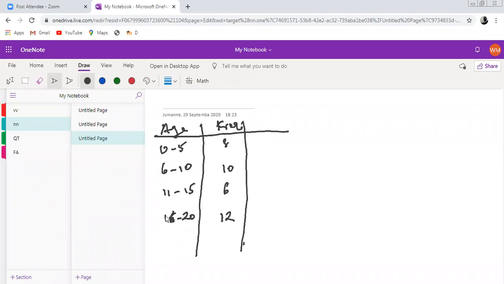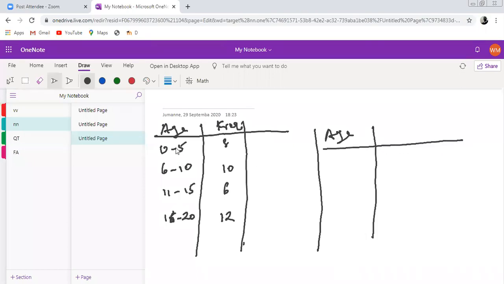Anytime you are given information like this, what you need to do is to make it continuous. You need to rearrange it so that we have a continuous kind of data. You should come here and have them appear like this. So on the classes, the lower limit and the upper limit. On the lower limit, you subtract 0.5.